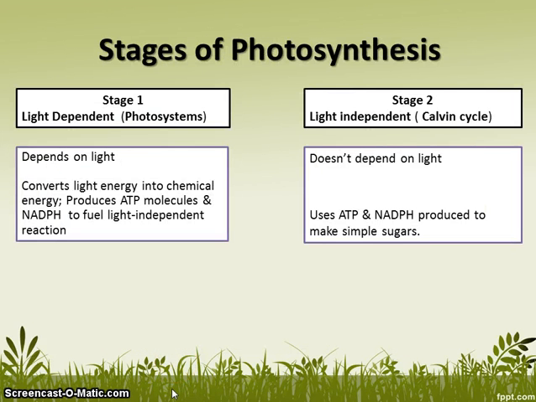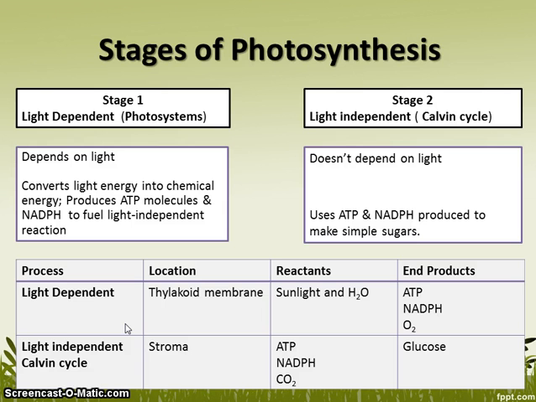Photosynthesis is divided into two stages, stage 1 and stage 2. Stage 1 is known as the light-dependent stage, or photosystems. Stage 2 is known as the light-independent stage, the Calvin cycle. In the first stage, light from the sun is converted into chemical potential energy, which is necessary to produce ATP and NADPH to fuel the light-independent reaction. In the light-independent reaction, ATP and NADPH are used to produce sugars, which are necessary for life and also for the formation of other complex molecules.